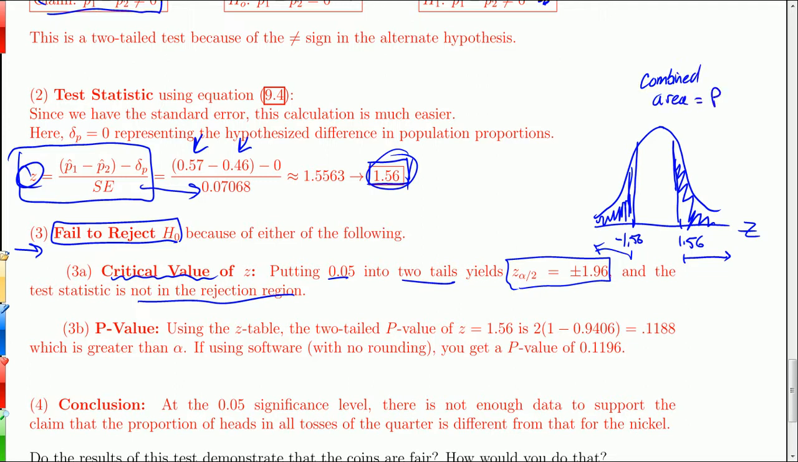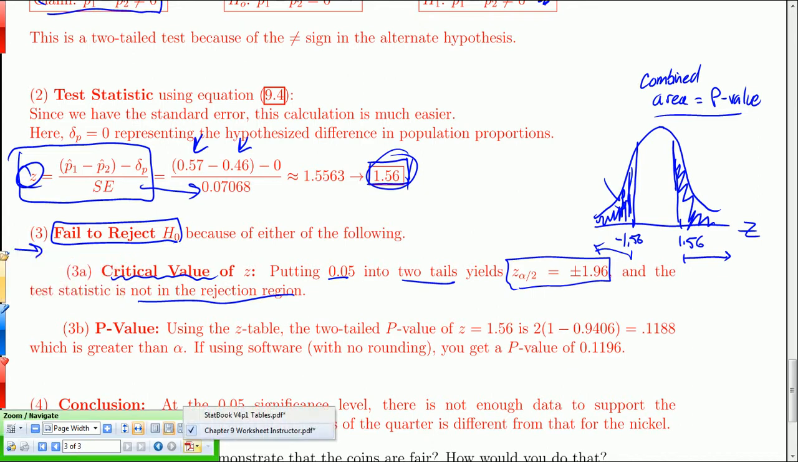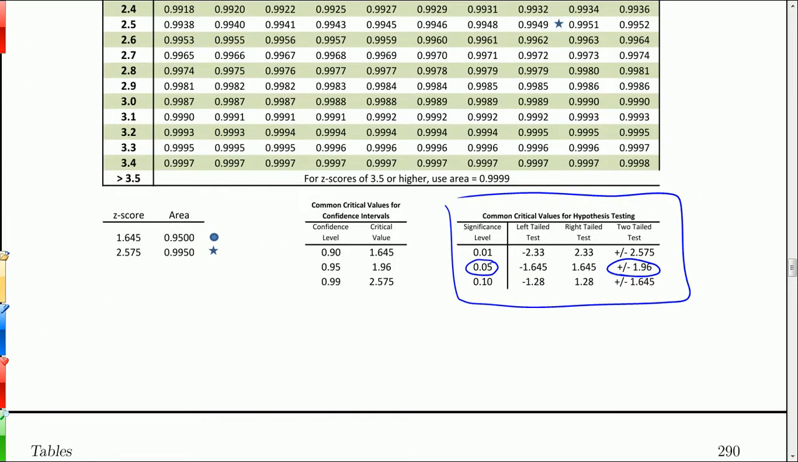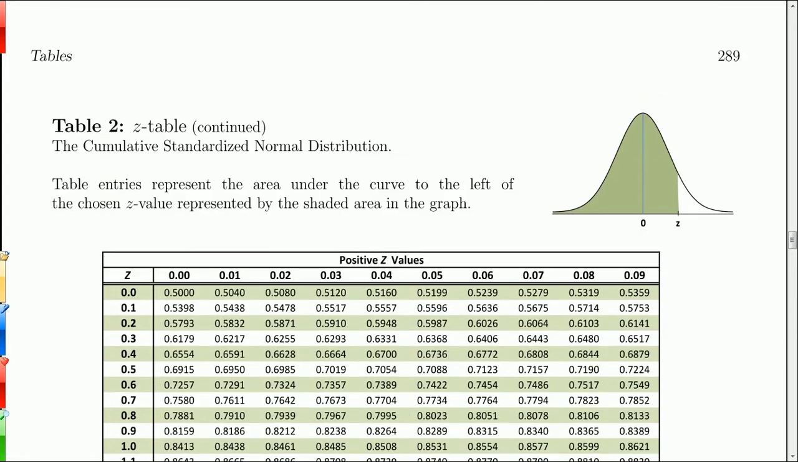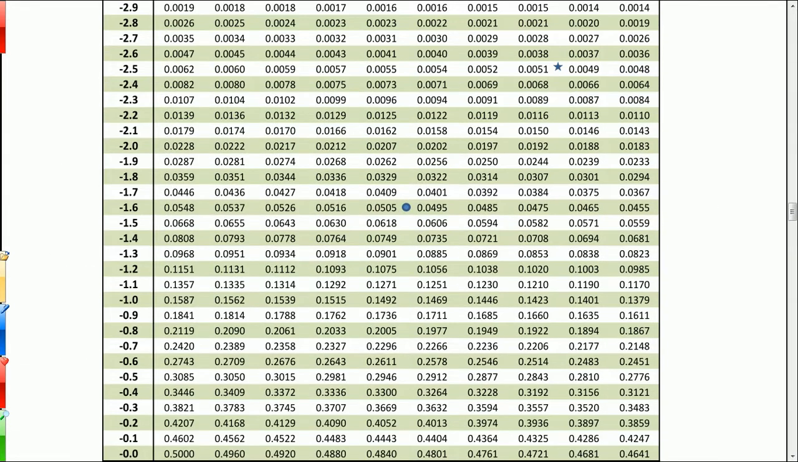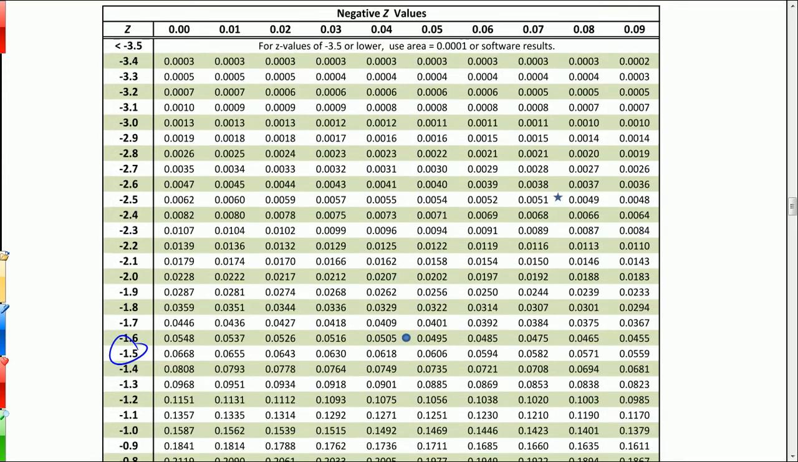That equals the p-value. So let's just find this area and then we can double it. So if you look up negative 1.56 in the Z table, negative 1.56, there's negative 1.5, 6 is down here, I'm at 0.0594.